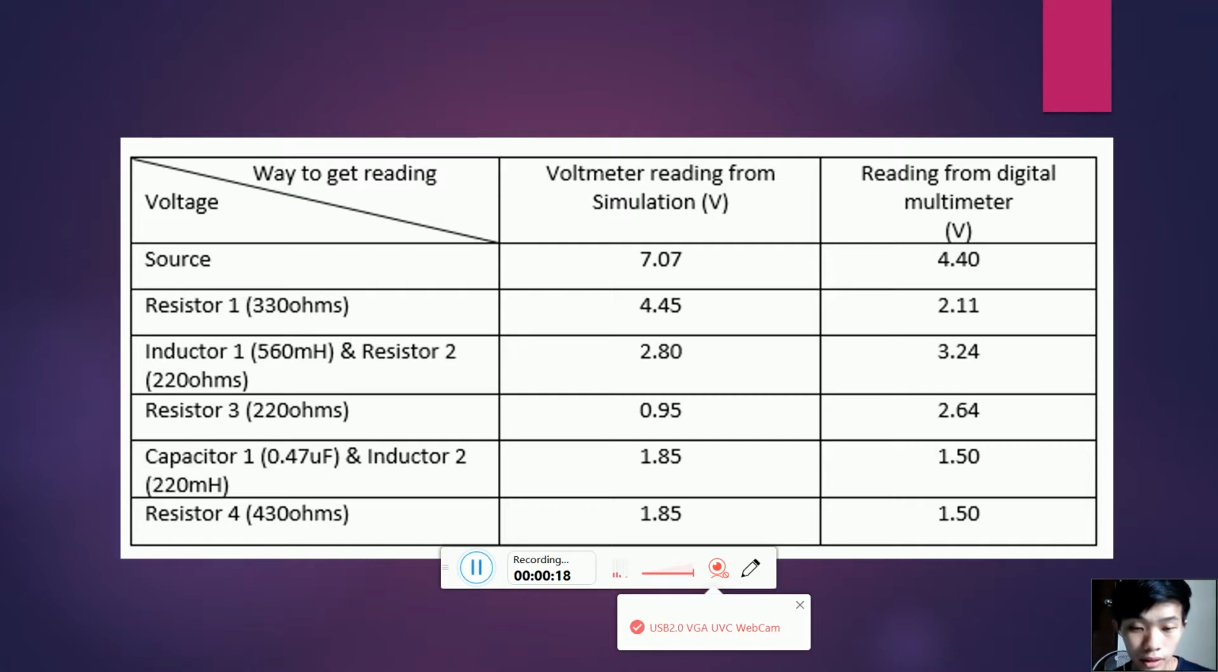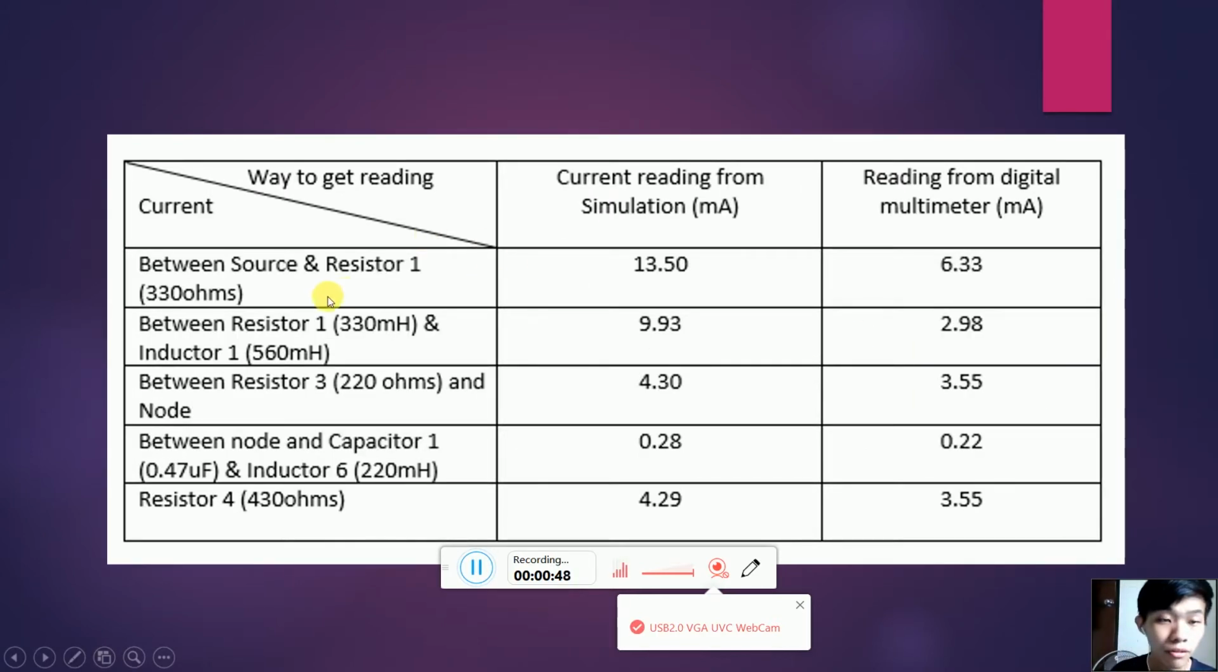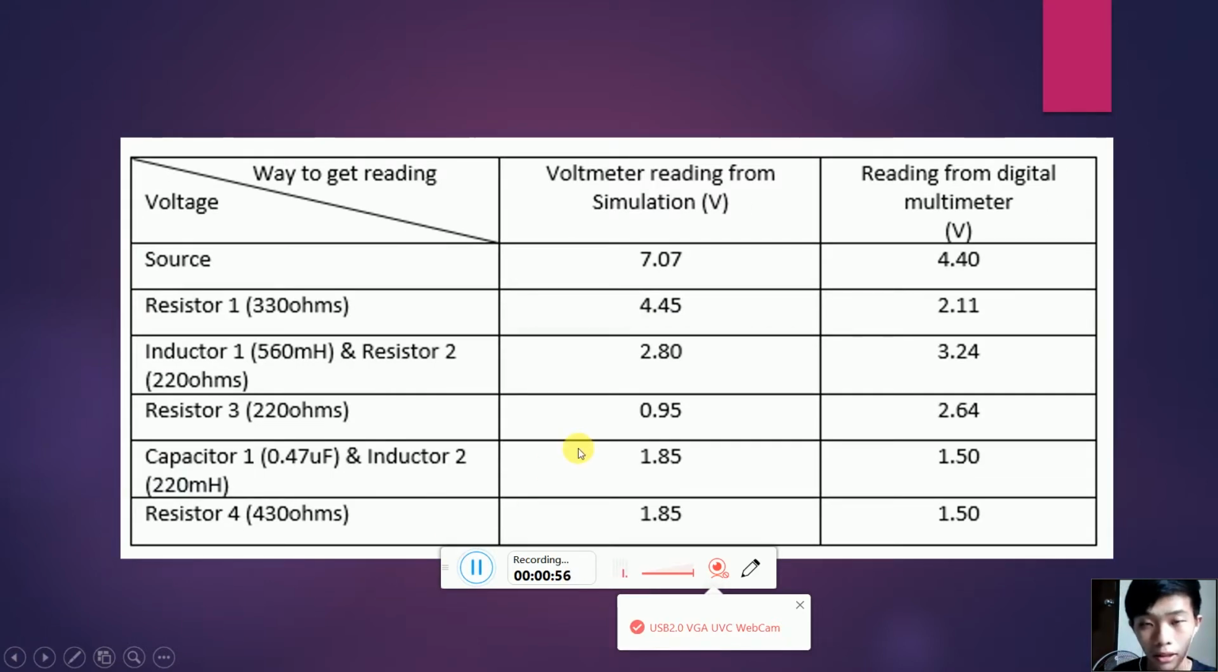So now I'm going to explain the reason why the voltage meter reading from simulation and the digital multimeter is different. First, as you can see from the table, some of the voltage values are different. For example, for this one, there is a 2 mV to 3 mV difference. For the current, as you can see also, there is about 5 milliampere to 7 milliampere difference. And then, let's get back to the last slide. Okay, so I will explain from here.